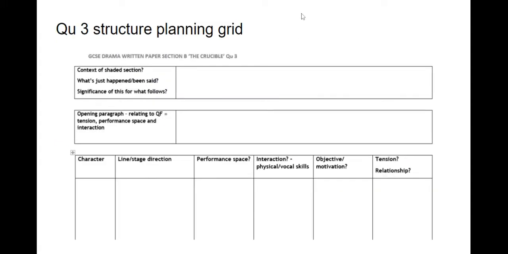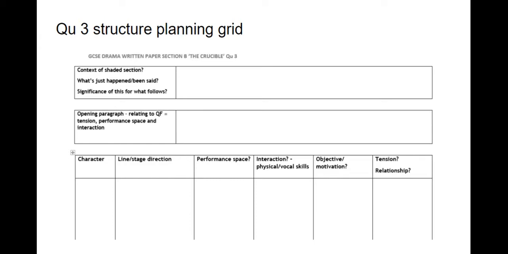So you may recognise this that we've used in lesson time, which is something we've put together to try and help you approach this question, which on the surface seems quite complicated. And so what's on this is how you would begin the answer, which is sometimes quite difficult to do, where you actually focus in on the context of the extract, and particularly the shaded sections. If you remember on the extract from the script, there's a part which is sort of shaded out in grey, and that's what you're focusing on for question 3.